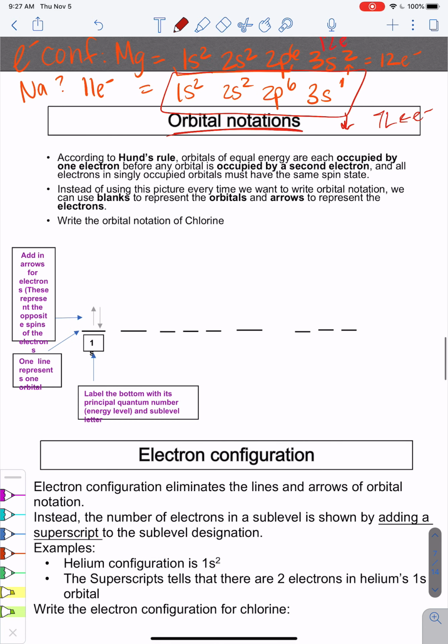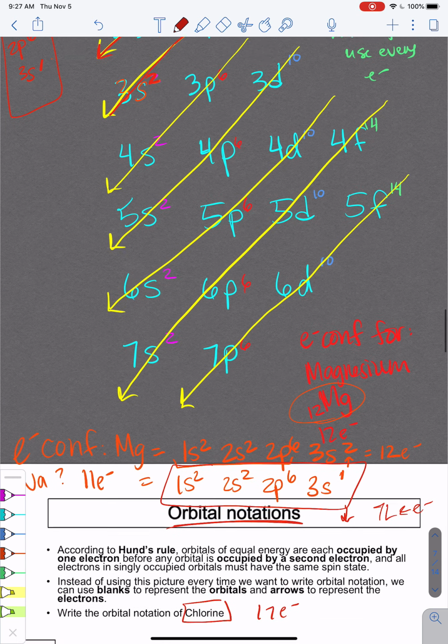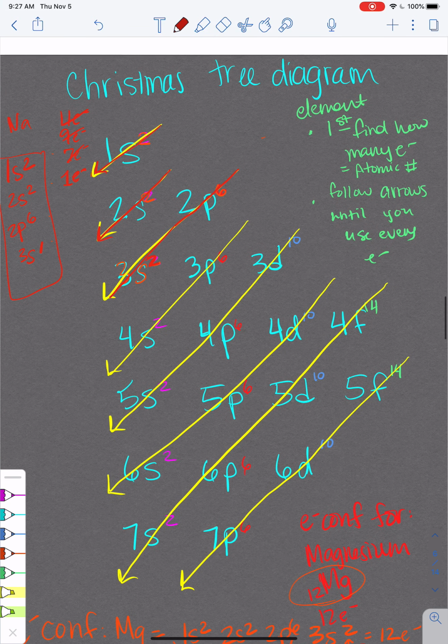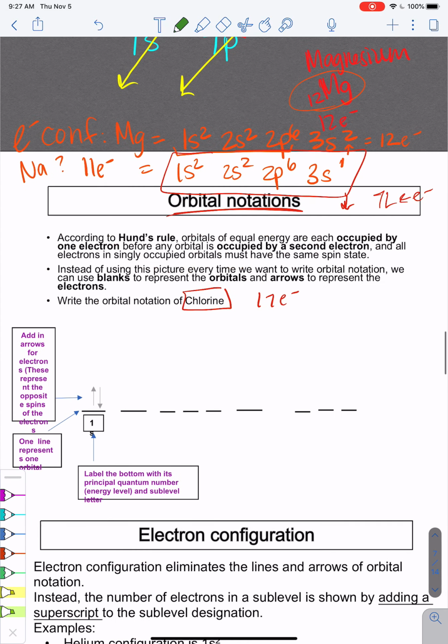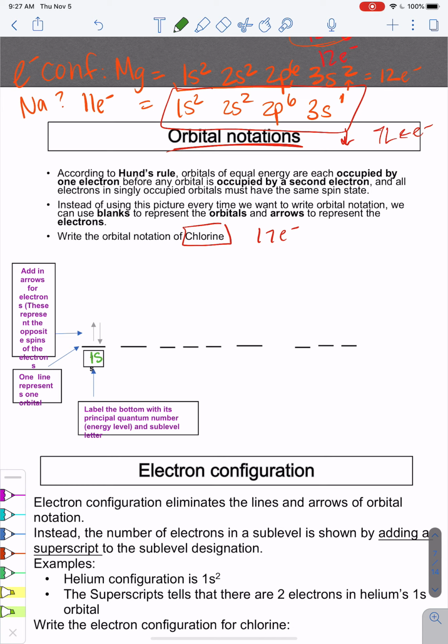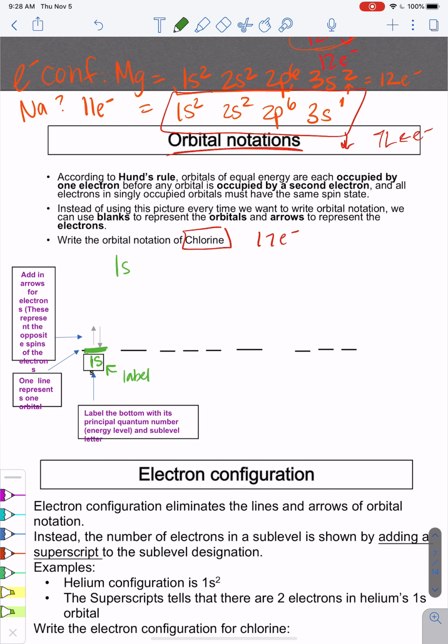This practice one is for chlorine, and chlorine has 17 electrons. So we are going to follow our chart up here again until we fill up to 17. We're going to go through the 1s orbital, and we're going to put 2 electrons there. Right here, this is your label for your orbital, like 1s, and then this is your orbital line, and then you draw your electrons in here. So 1s2 is represented right there.